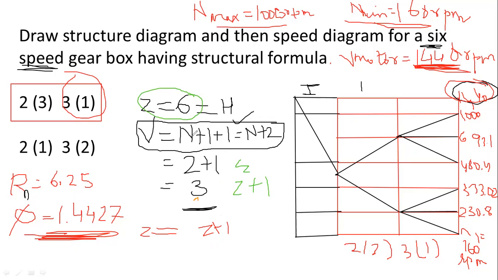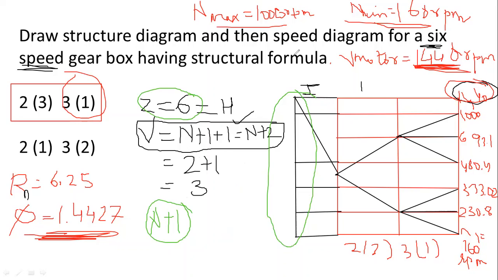One more difference is the vertical lines, right? What is the difference in vertical lines? You can see in the structure diagrams, we take n plus 1 vertical lines. But in the speed diagram, this one more motor speed RPM is there. Here at the top you have to write n motor, which you are going to show on this line. So in the speed diagram, it is going to be n plus 2. One intermediate and one motor speed line you have to draw. Right? So this was the difference between the structure diagram and speed diagram.